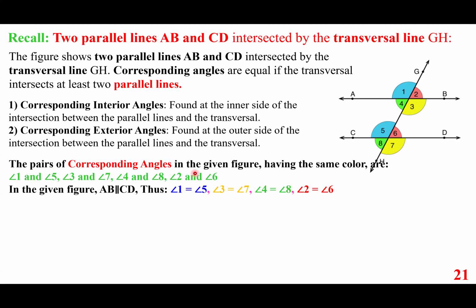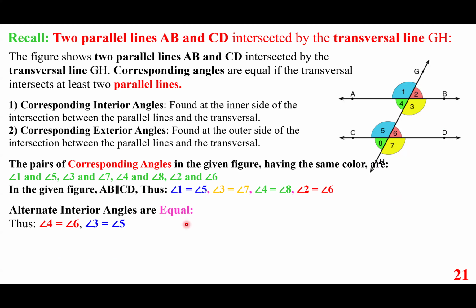The pairs of corresponding angles in the given figures having the same color are numbers 1, 5, 3, 7, 4, 8, 2, 6. In the given figure, of course, AB is parallel to CD. That's angle 1 is equal to angle 5. Number 3 is 7, 4 is 8, 2 is 6. Okay, just to remind you of what we should know.